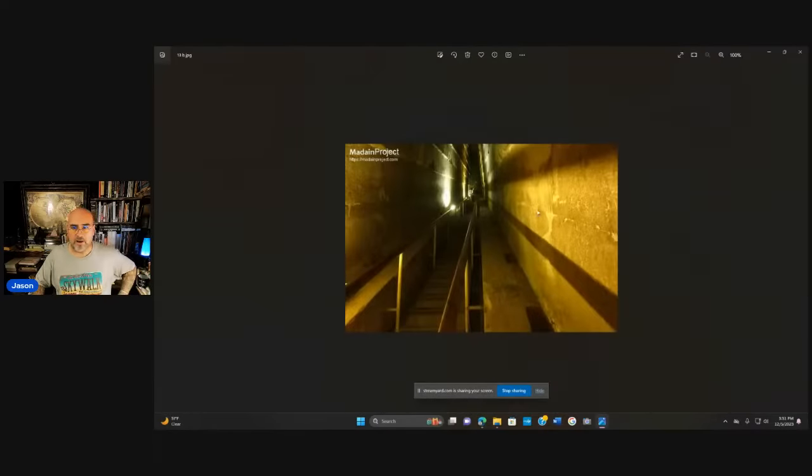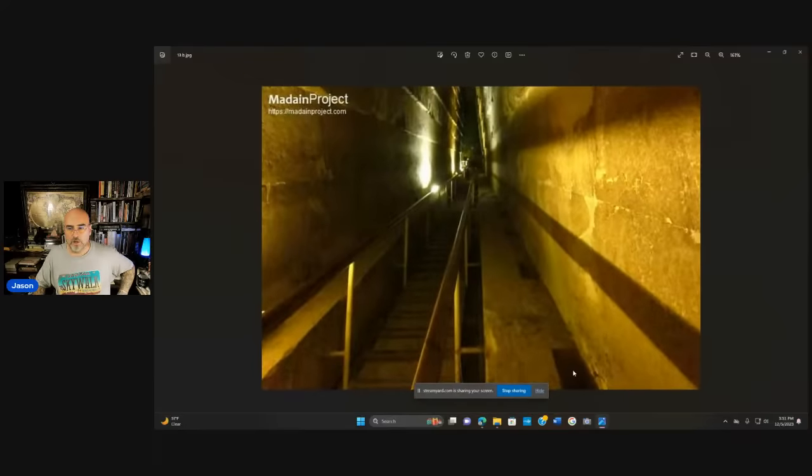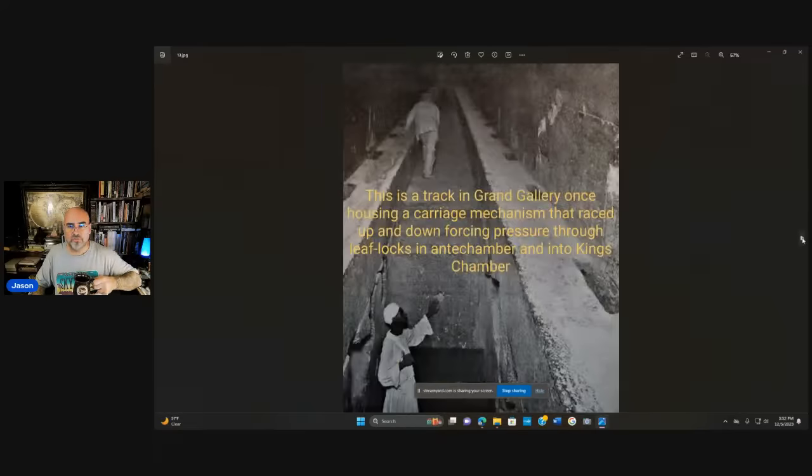Here's another picture of the Grand Gallery. You can see the tracks. You can see the indentation on the walls going all the way up on both sides. The tracks are on a raised platform on either side, whereas deeper below down here they have a ramp. See these rails and ramp? That was built in recent times. They're not an original part of the construction. You can see that here.